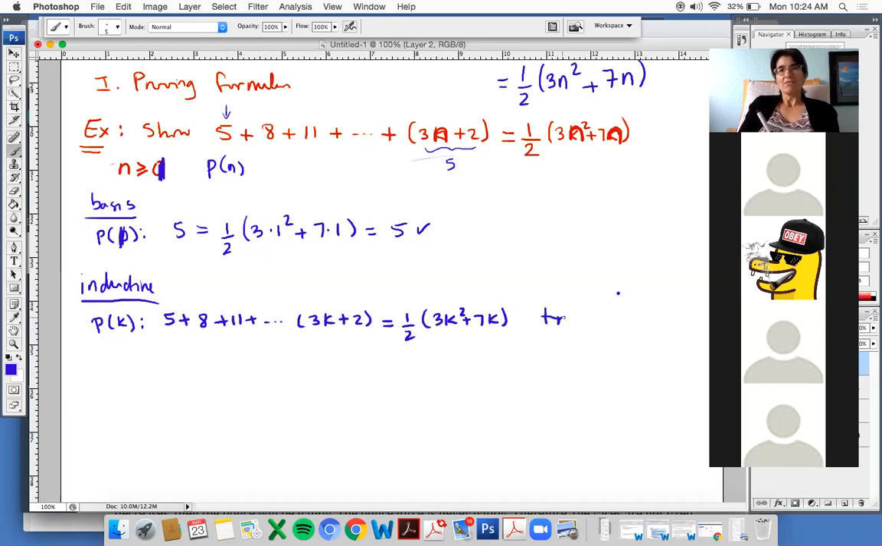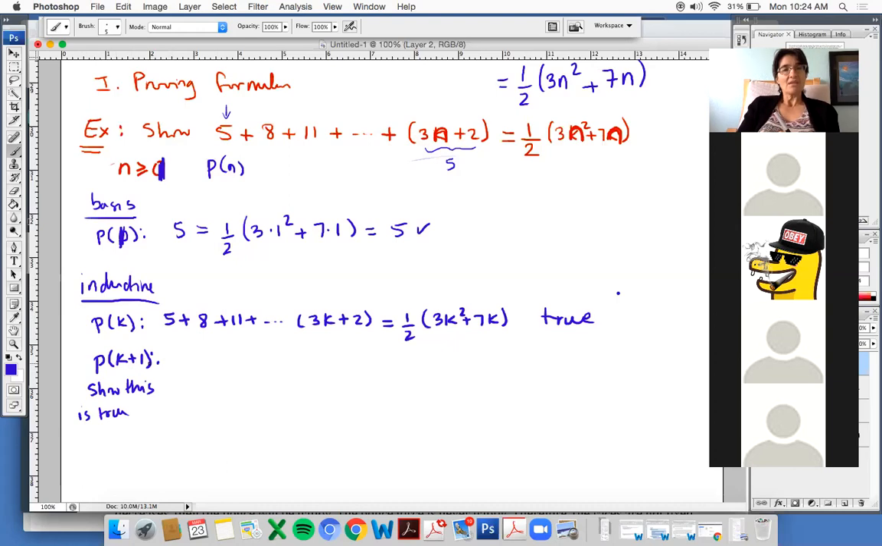All right, so we're saying that this is true, okay? And we want to show that if PK is true, then the next one in line, PK plus one, is true. Okay, so we've got to show that this is true using this statement right here.